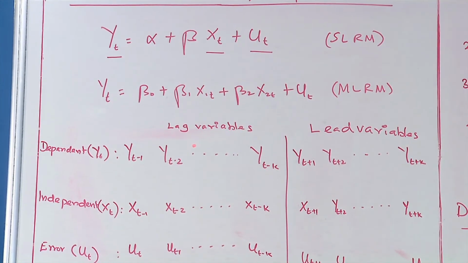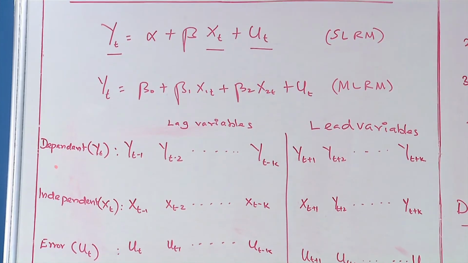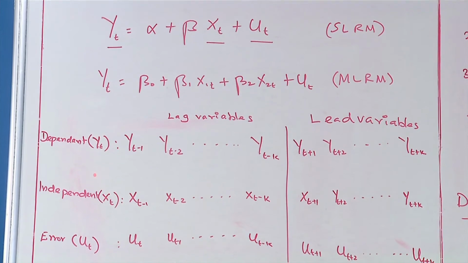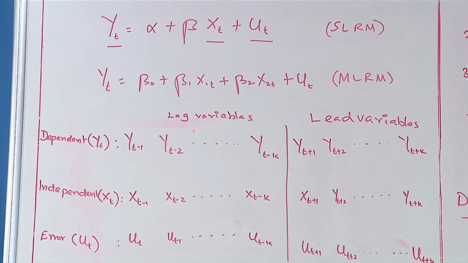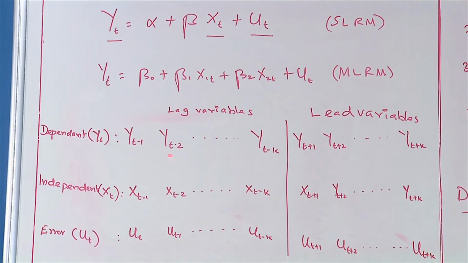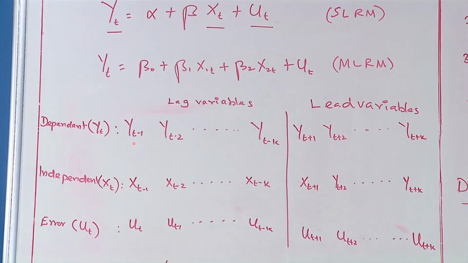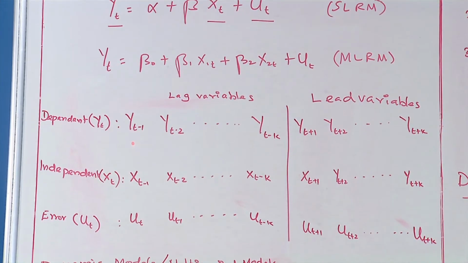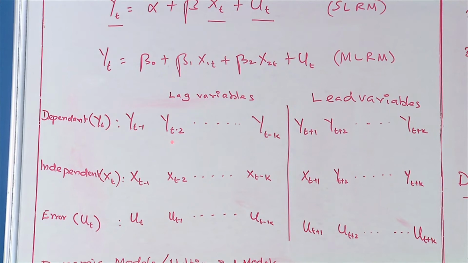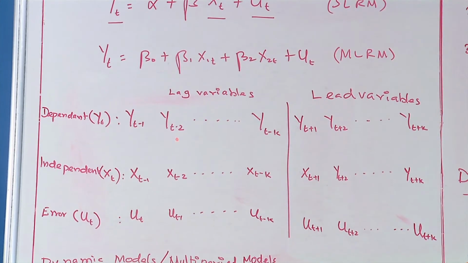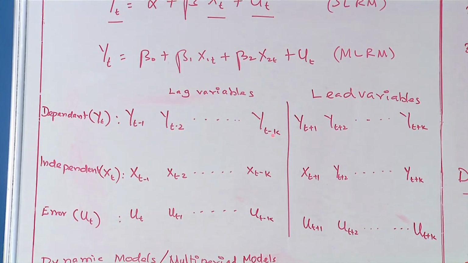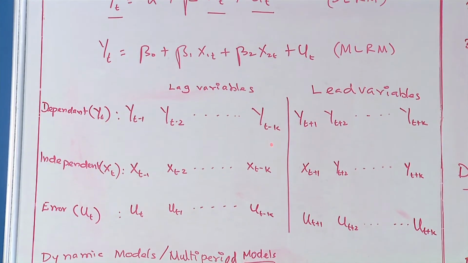Let us define them and how they are denoted. If the dependent variable is yt, the lagged variables of yt can be denoted like this. This is the one lag variable of yt, and this is the two lag variable of yt, and this is the kth lag variable of yt.